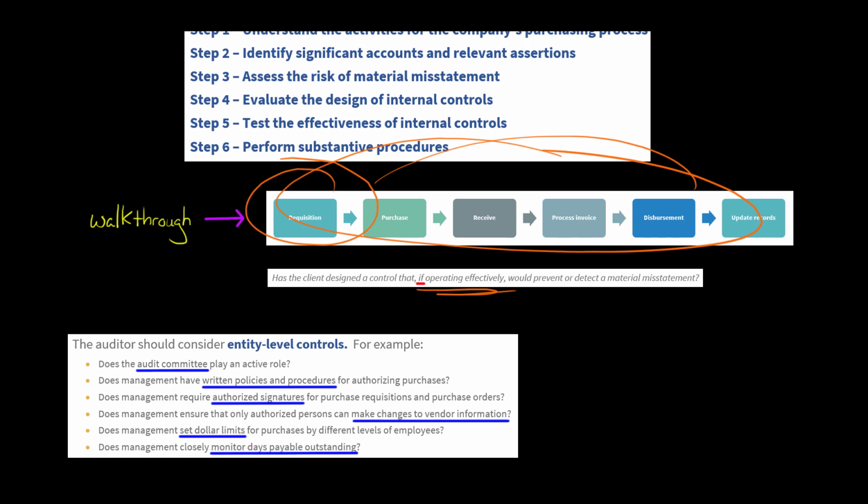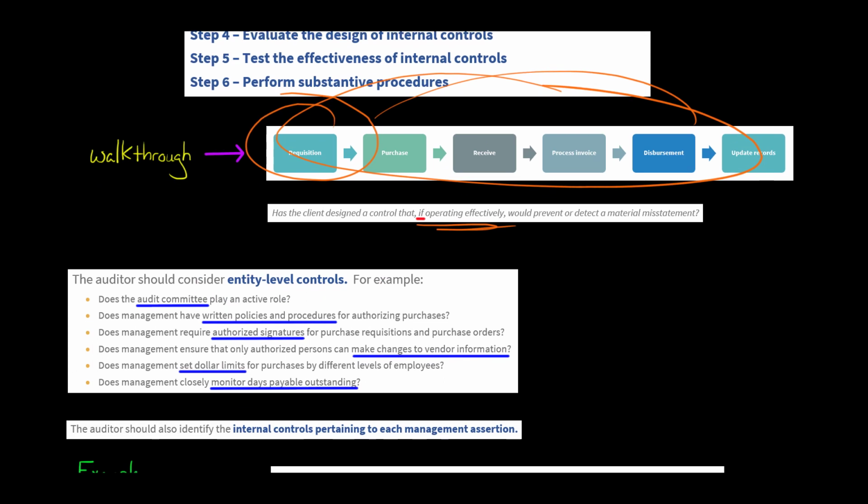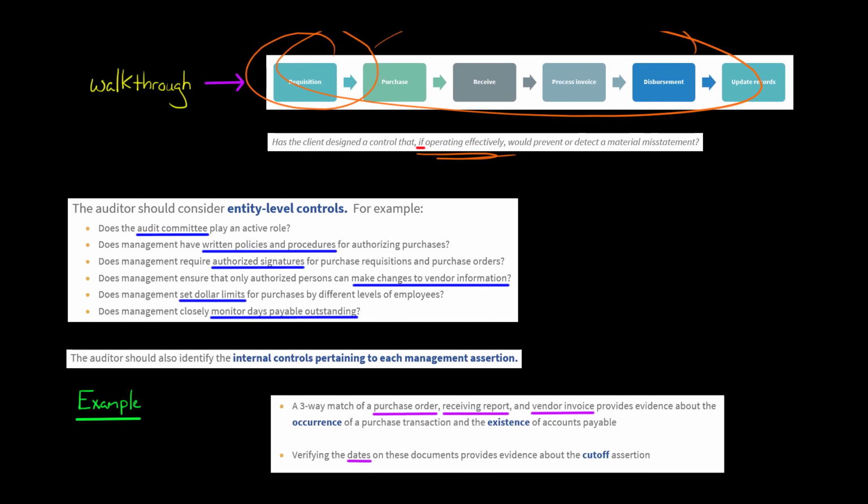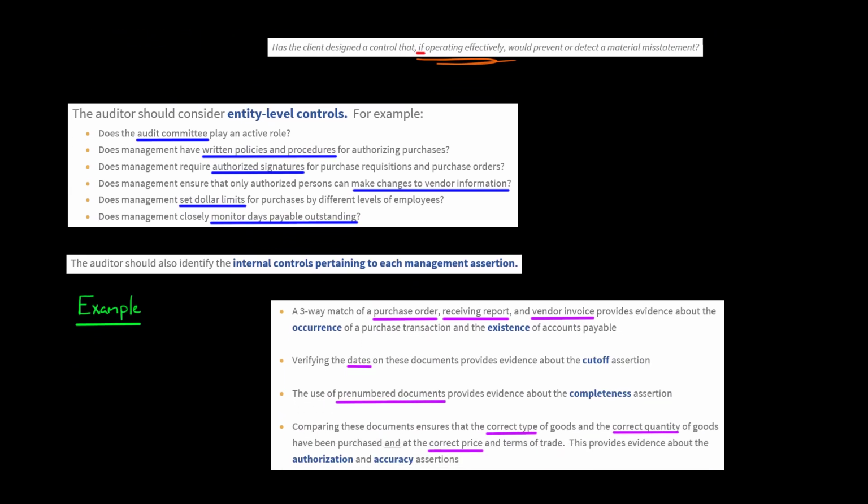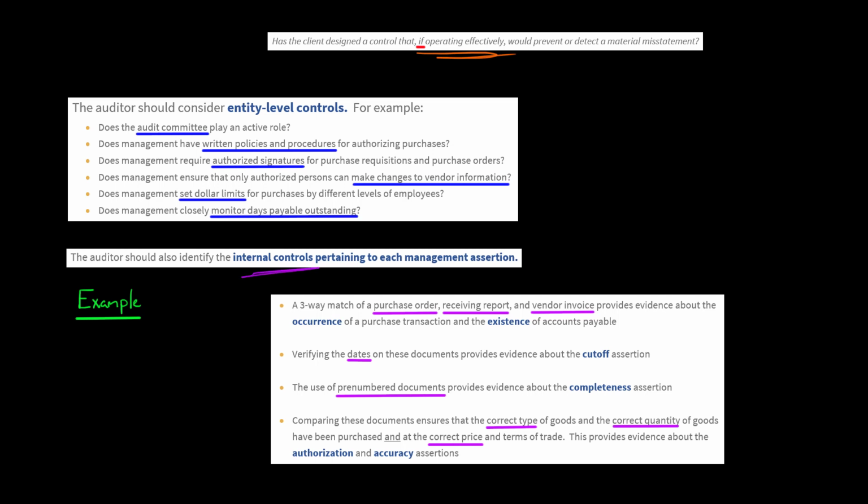For example, say a lower level manager can only make purchases up to $2,000. Are they monitoring days payable outstanding? So we're going to think about these entity level controls, and then we'll get into more specific controls, as I said, for each management assertion. Now, what do I mean by internal controls for the management assertion? So let me give you some examples, and then I'll give you a more exhaustive list.